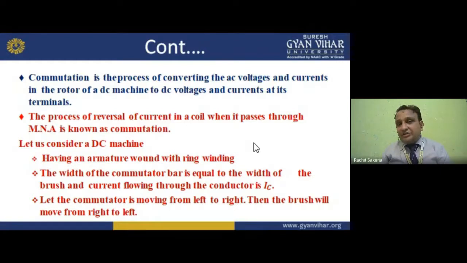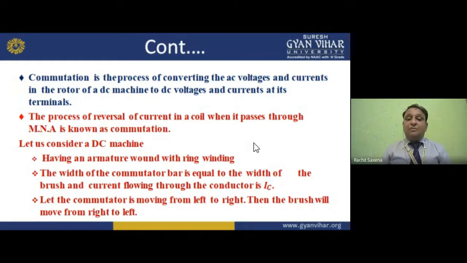Now, let us consider a DC machine, that may be a motor or a generator, having an armature wound with ring winding. That is, the armature is wound with ring form winding.